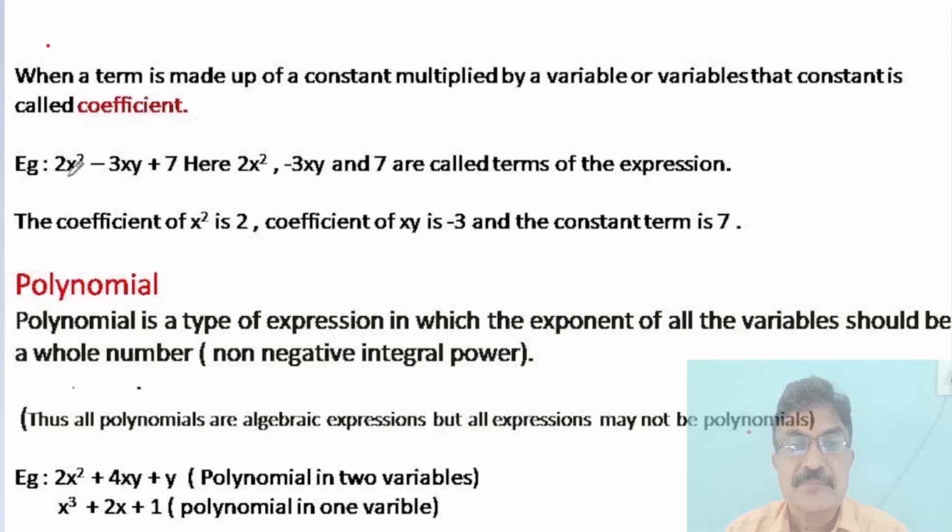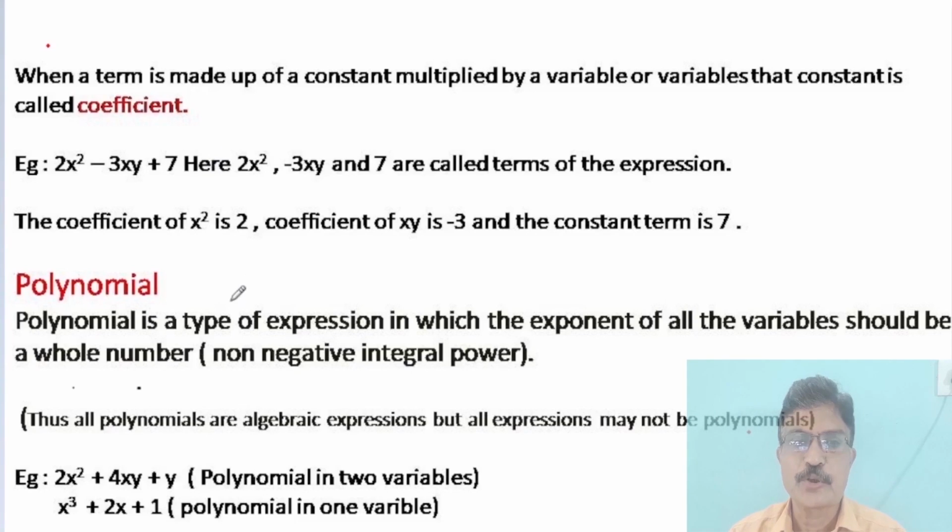We take the first term, 2x square. Here a constant 2 is multiplied by the power of the variable x square. Then this constant 2 is called the coefficient of x square. Consider the second term, minus 3xy. Here the constant minus 3 is multiplied by variables xy, then this minus 3 is called the coefficient of xy, and this 7 is called the constant. So these words in algebra are essential to understand polynomials.